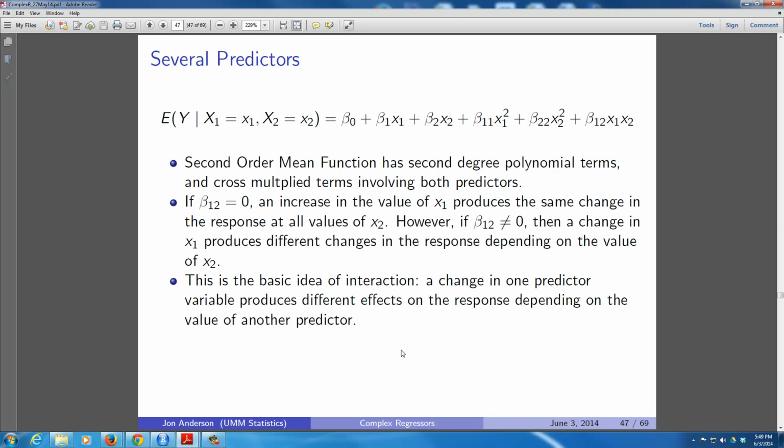There's no reason why you can't use polynomials on more than one regressor or predictor variable. Here's a case where I have two quantitative predictor variables, x1 and x2, and I've got x1 raised to the second power, x2 raised to the second power, and a multiplication of x1 and x2, kind of an interaction here. This would be able to represent a curved surface, possibly. And we might need a mean function that is complicated like this.